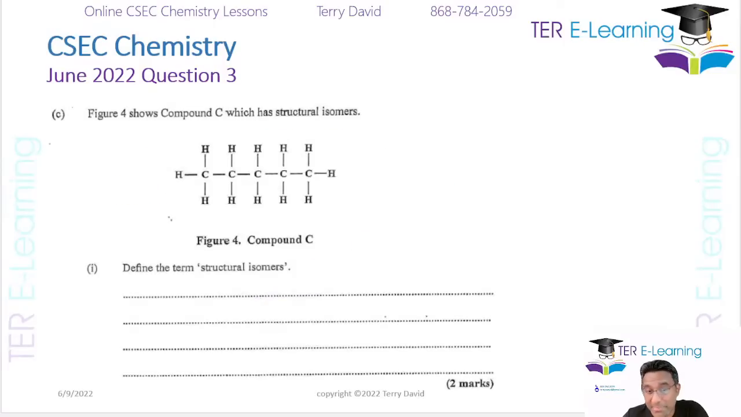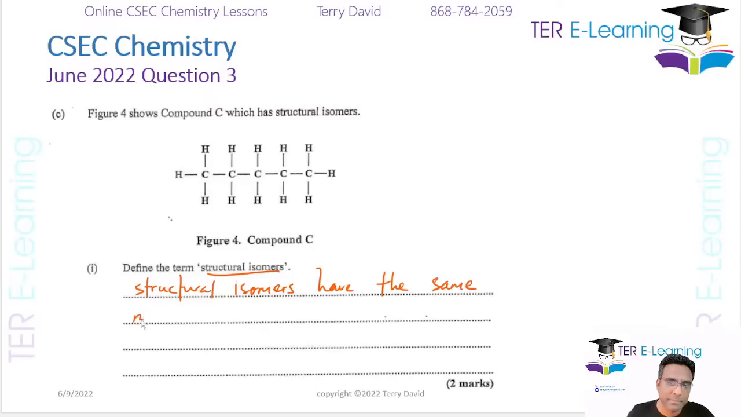All right, so we're still on the question. This part C now. Figure 4 shows compound C, which has structural isomers. So this compound here is an alkene, because there are no double bonds, but they want us to define structural isomers. So structural isomers have the same molecular formula, but different structural formula.